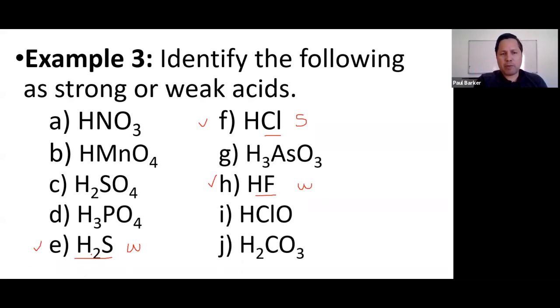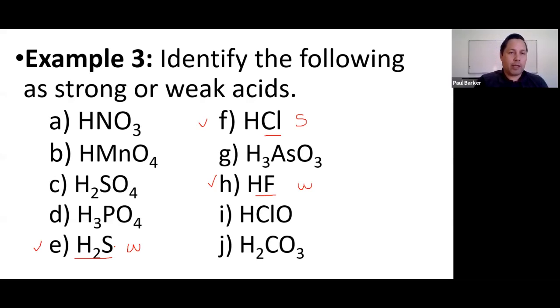Some students get confused, like, but isn't there three different elements? H2S, there's two hydrogens and one sulfur. That's still a binary acid. There's only hydrogen and sulfur, two elements. All right, so now we got the binary acids out of the way. Let's work with the ternary acids.